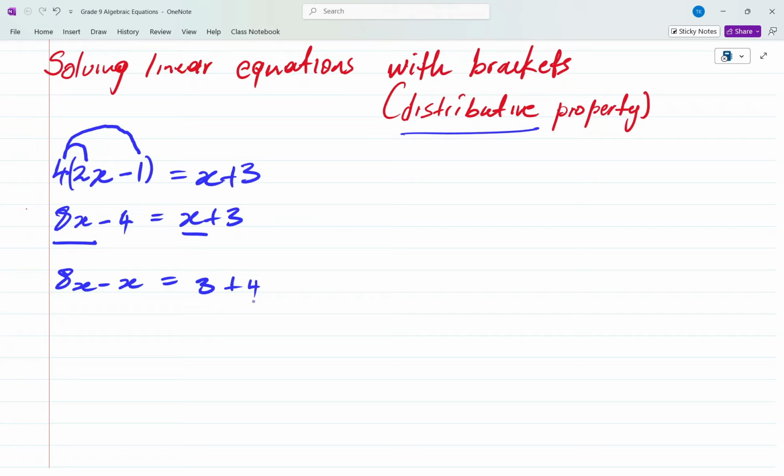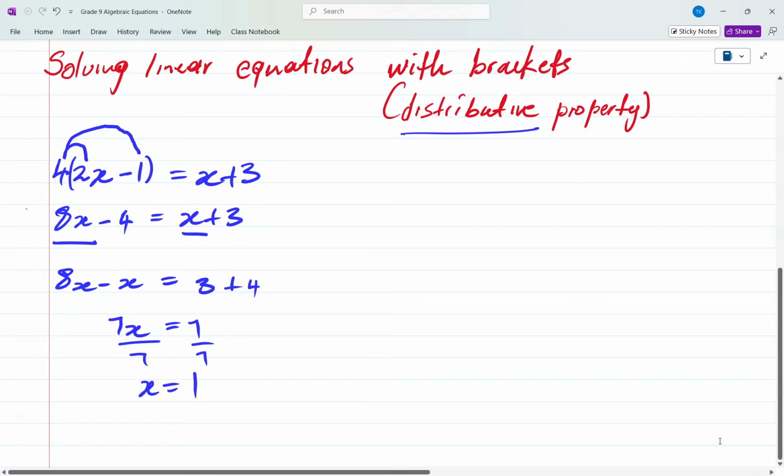This positive 4 is coming from negative 4. It was negative initially, and now it's positive. Hopefully you've had your teacher tell you before that whenever you're crossing an equal sign, your number must change its sign. If it was negative, now it's positive. If it was positive, now it's negative. Okay, we move on. 8x minus x, you now have 7x, and then equal sign, 3 plus 4, you have 7 on the right hand side. You divide by 7, you divide by 7, and then your value of x will be 1.